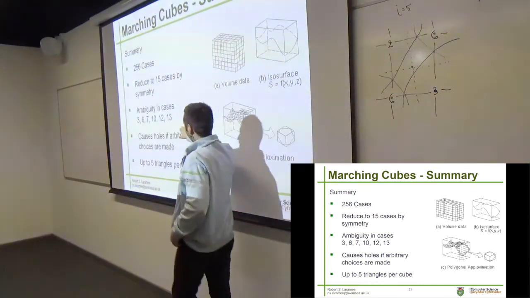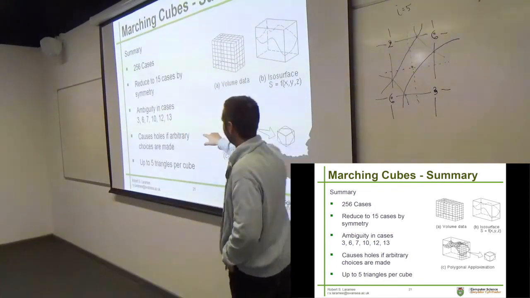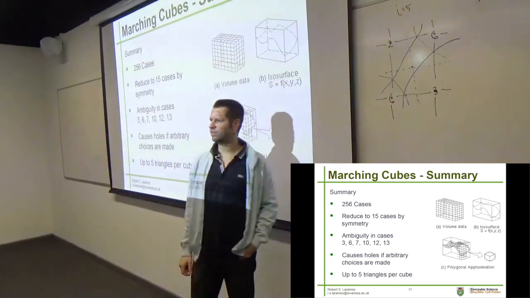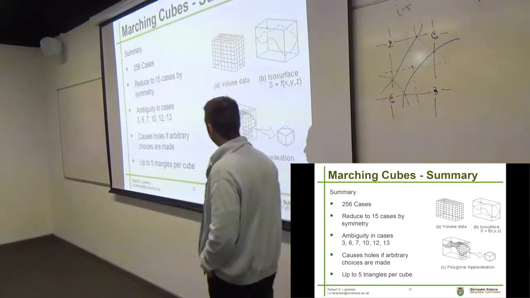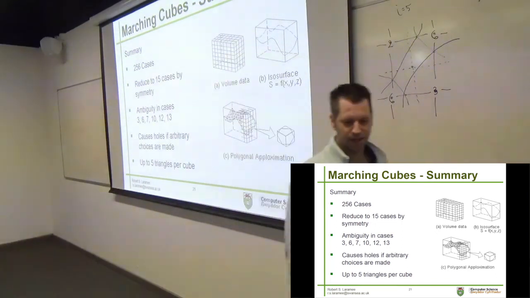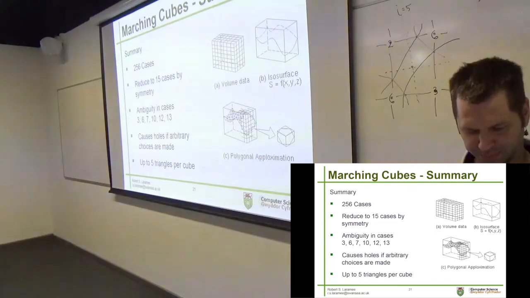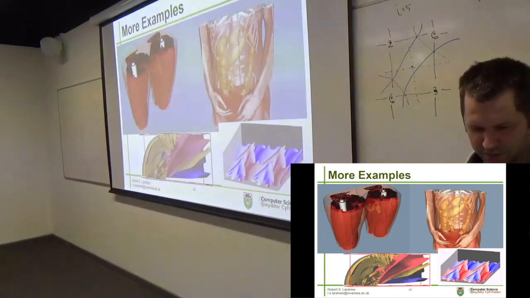We can identify the ambiguous cases ahead of time, by the way, and make some tests on those if we discover them. And the maximum number of triangles per cube is 5 in this case. Any questions? So those are some examples of isosurfaces.